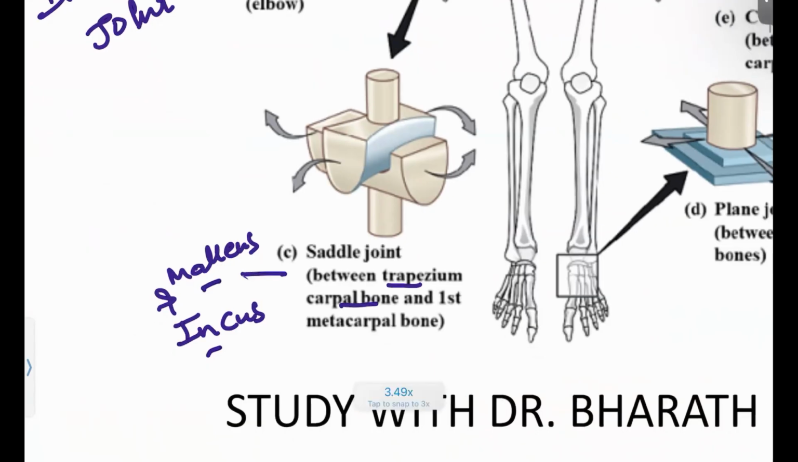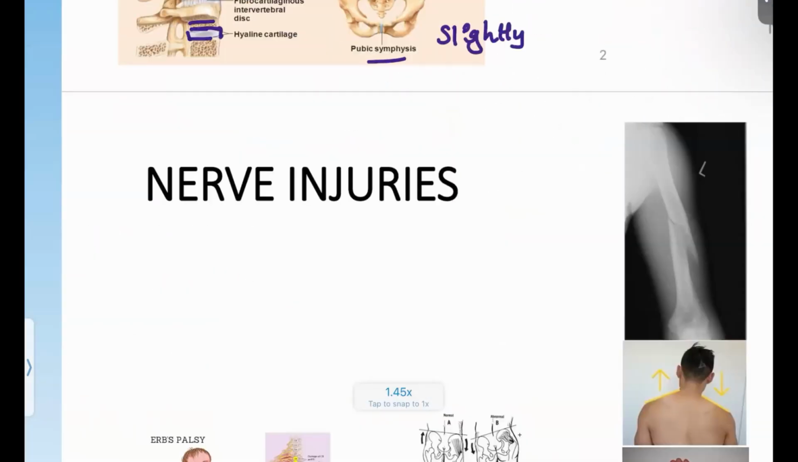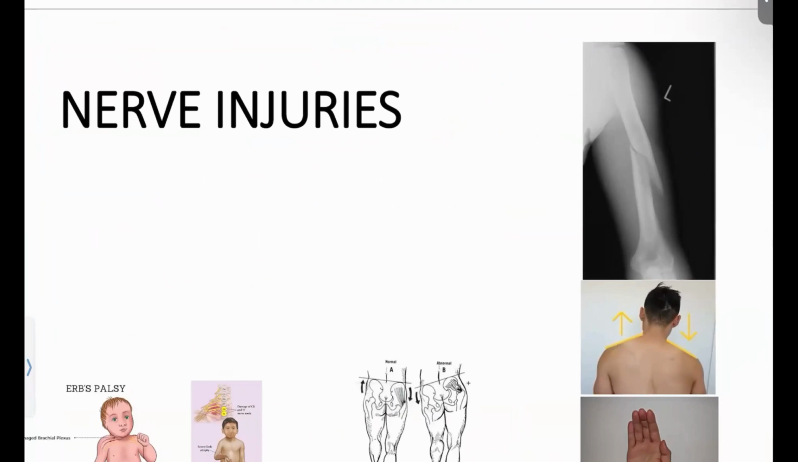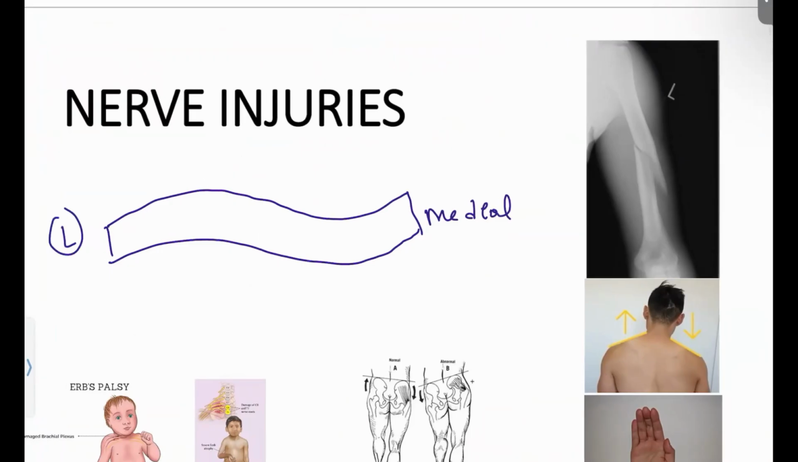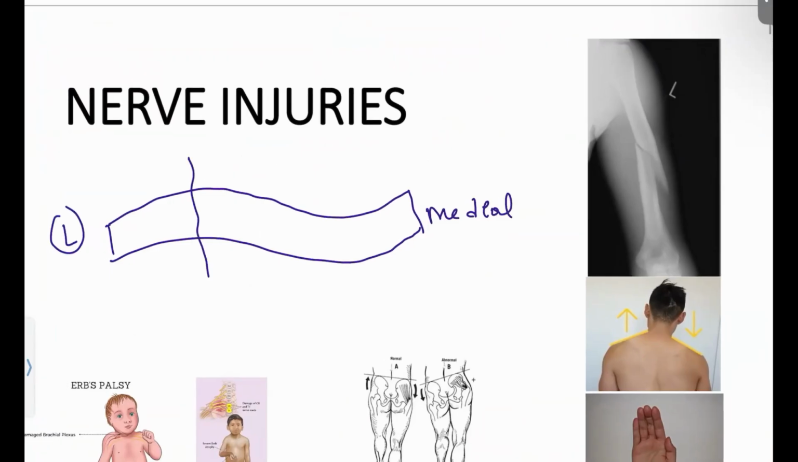Next, we are moving on to nerve injuries. Nerve injuries are also a commonly asked question, right? Before the nerve injuries, there is a question that was asked previously: what is the location of the clavicle fracture? Let's see where the clavicle fracture is located. This is your medial side and this is your lateral side. The fracture junction will be at the junction of the lateral 1/3 and the medial 2/3.